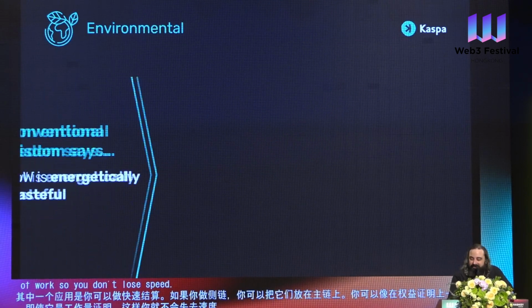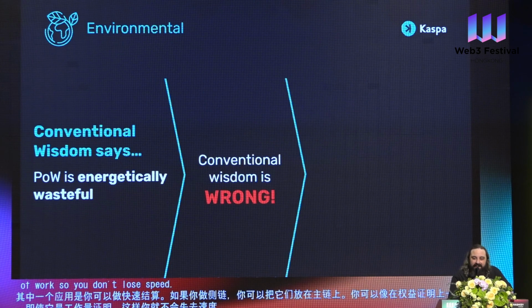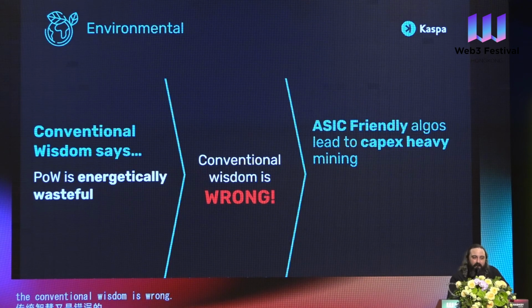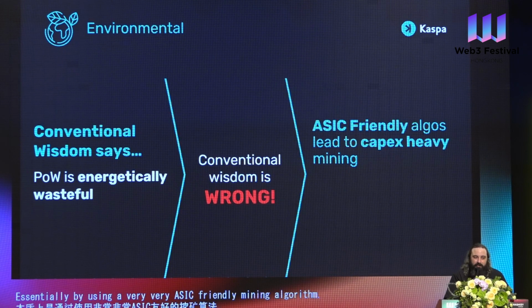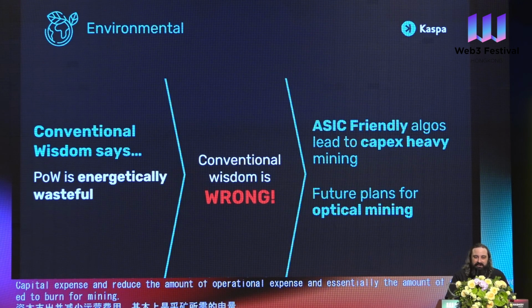The conventional wisdom says that proof of work is very, very energy intensive. And here again, the conventional wisdom is wrong. Because there are ways, essentially by using a very, very ASIC-friendly mining algorithm, we are able to make almost all of the expenditure capital expense and reduce the amount of operational expense and essentially the amount of electricity you need to burn for mining. And there are also future plans for using optical mining, which should make it even more capex heavy.